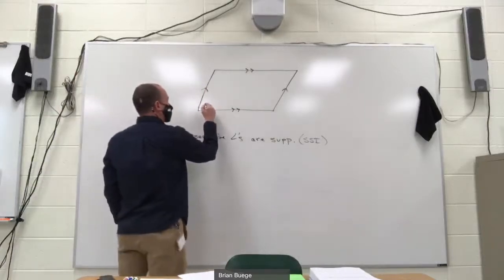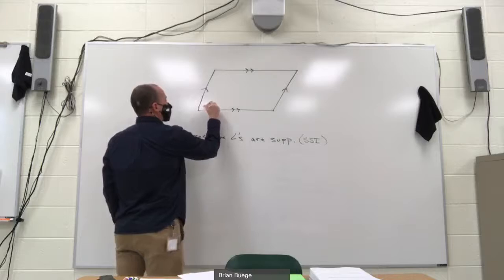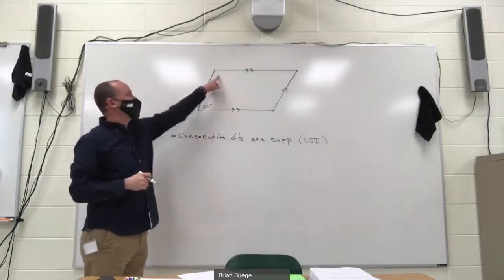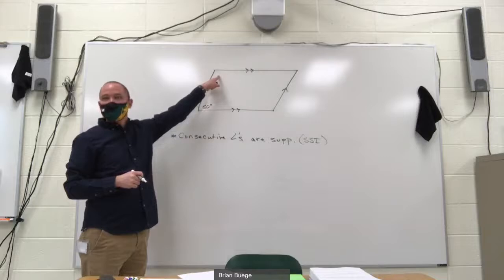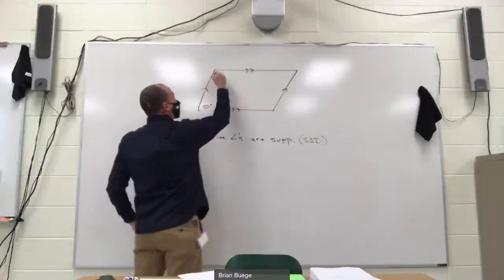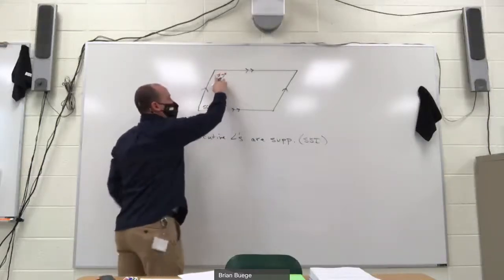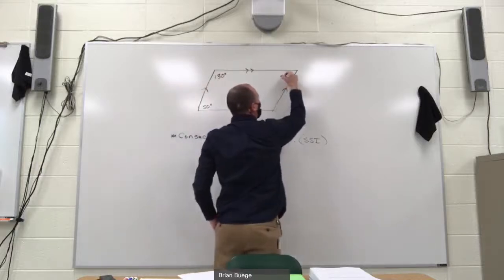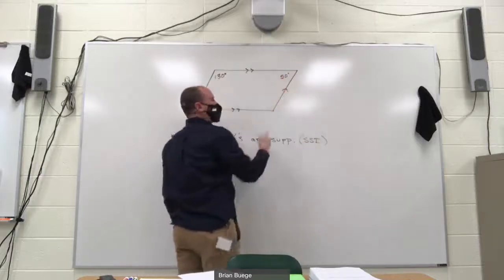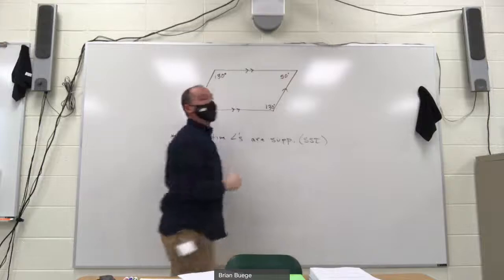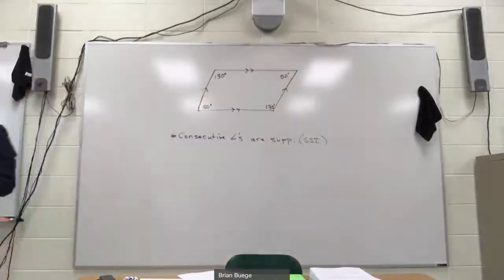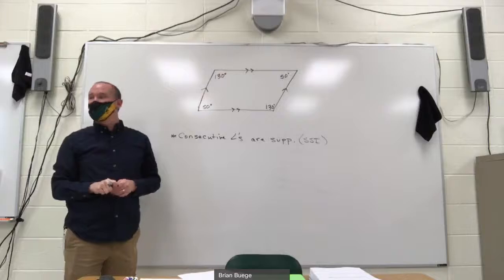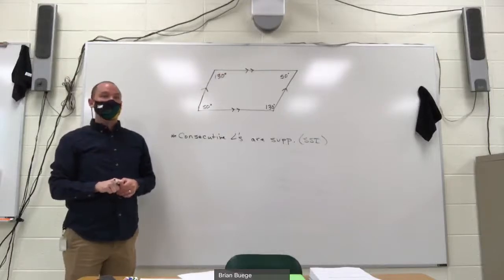Let's say I tell you that this angle right here is a 50-degree angle. I'm just going to make something up. Therefore, based on what we just said, what does that angle have to be? Got to be 130. Okay? Based off of that angle, what does this angle have to be? 50. Based off of that angle, what does this angle have to be? Now, let me ask you again. What do we know about opposite angles in a parallelogram? Now you should be able to see it. How do they compare?